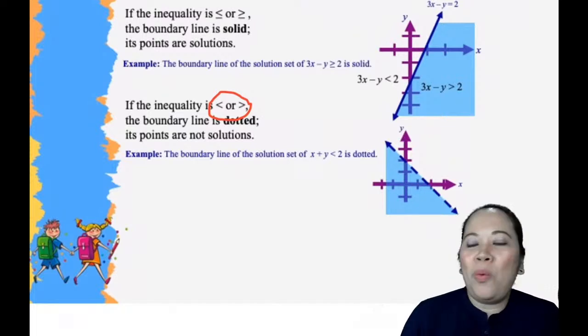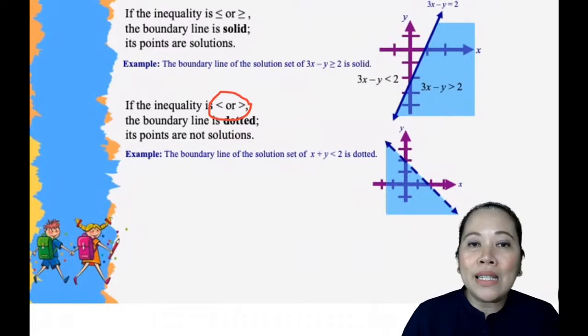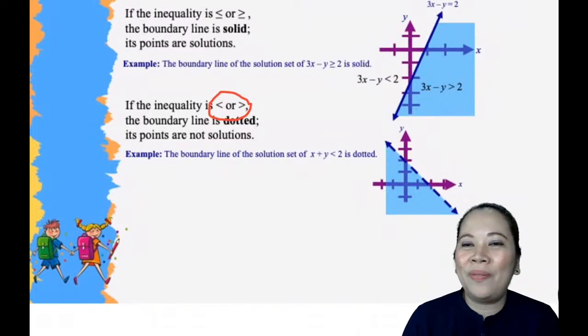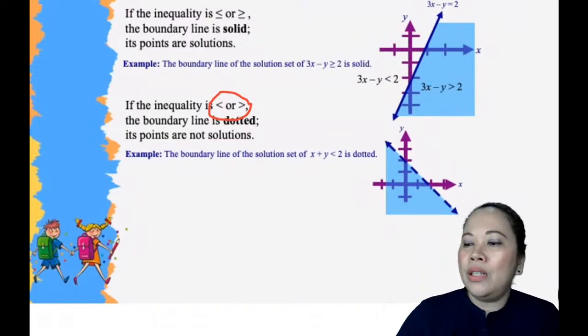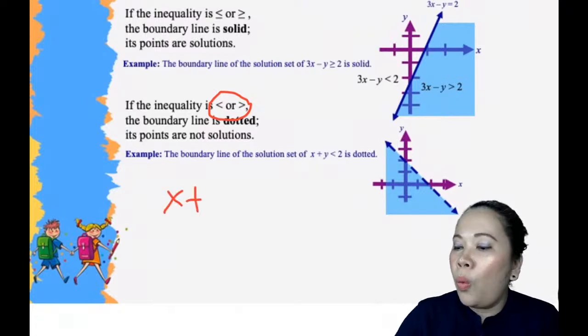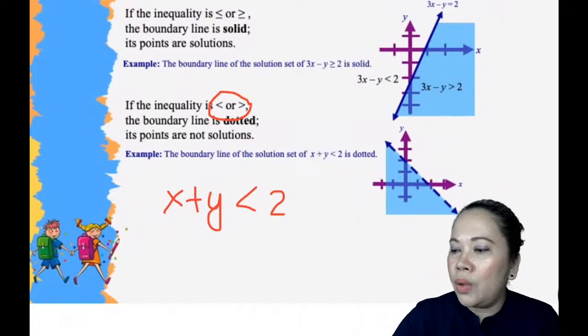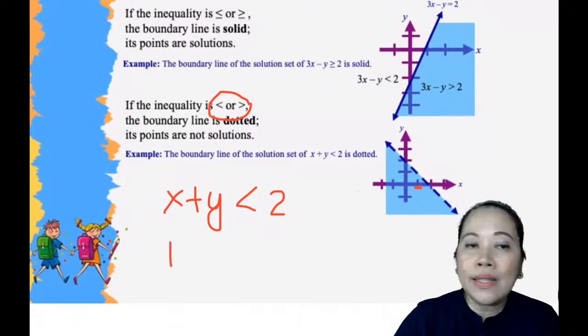Yes, so I was saying that the boundary line is dotted or a dash. That means that when it is dotted or a dash, it's not part of the solution. For example, let's say x plus y less than 2. Let's say, for example, I have 1 and 1. So x is 1, y is 1, less than 2.